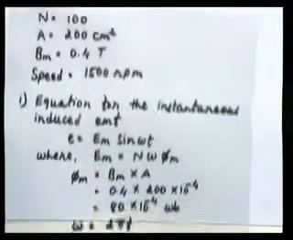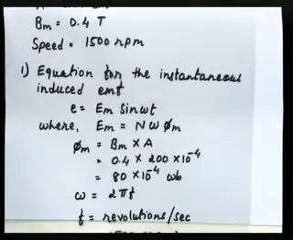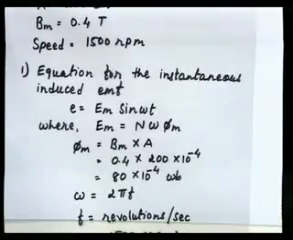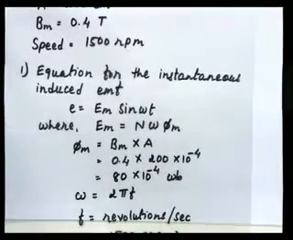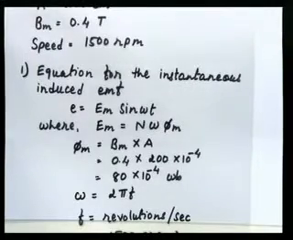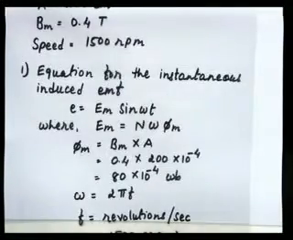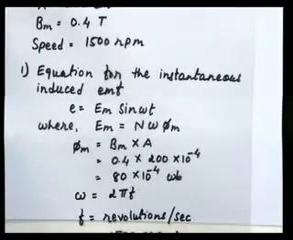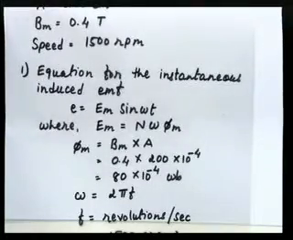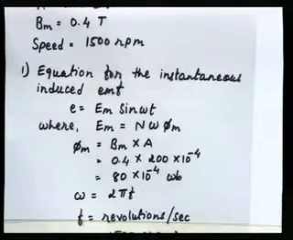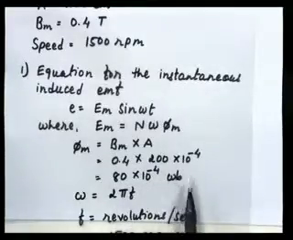Now as we know, Em is nothing but N omega into phi m, where N is the number of turns, omega is the angular velocity, and phi m is the maximum flux. Now phi m is equal to Bm into A, where Bm is the flux density and A is the area of the coil. The value of Bm is given, which is 0.4, and the area is 200 centimeter square. So phi m is equal to 0.4 into 200 into 10 raised to minus 4, which gives 80 into 10 raised to minus 4 Weber.